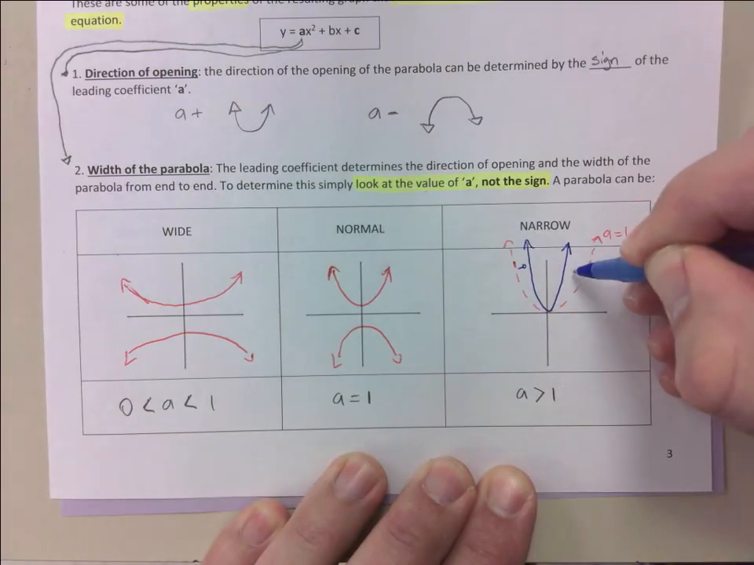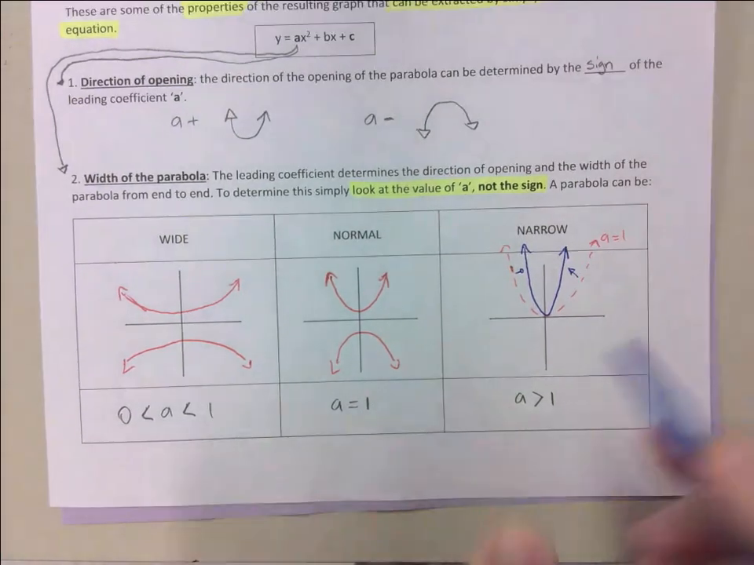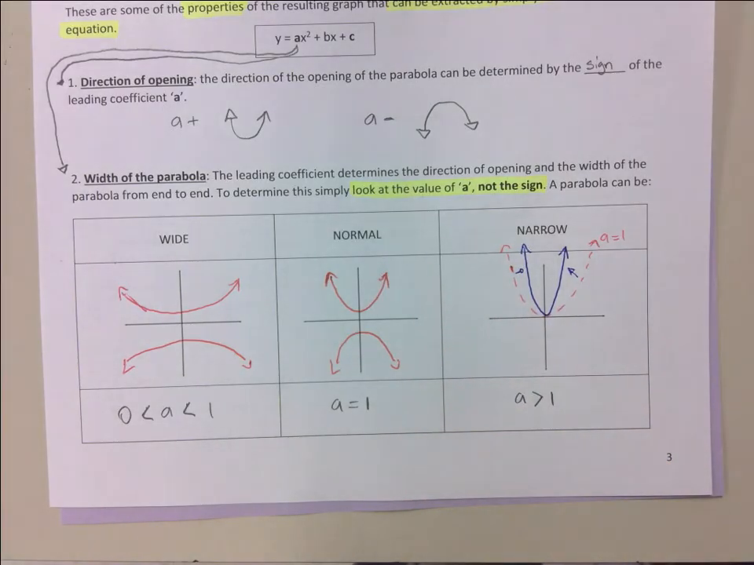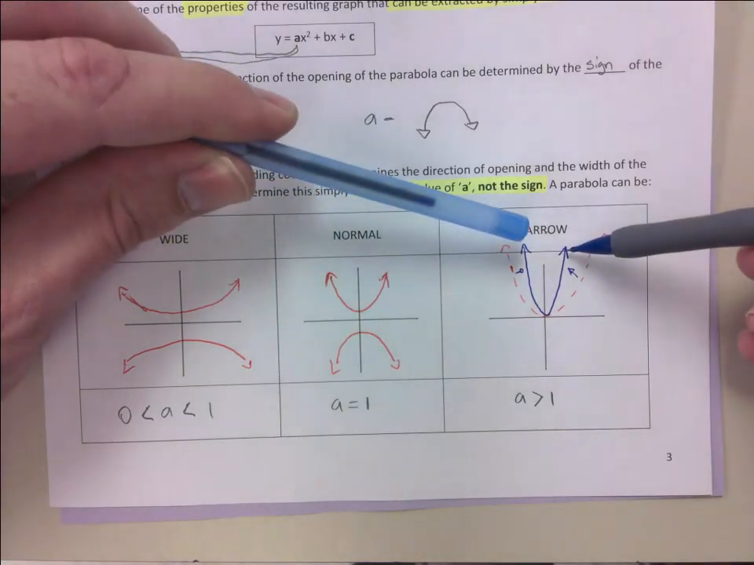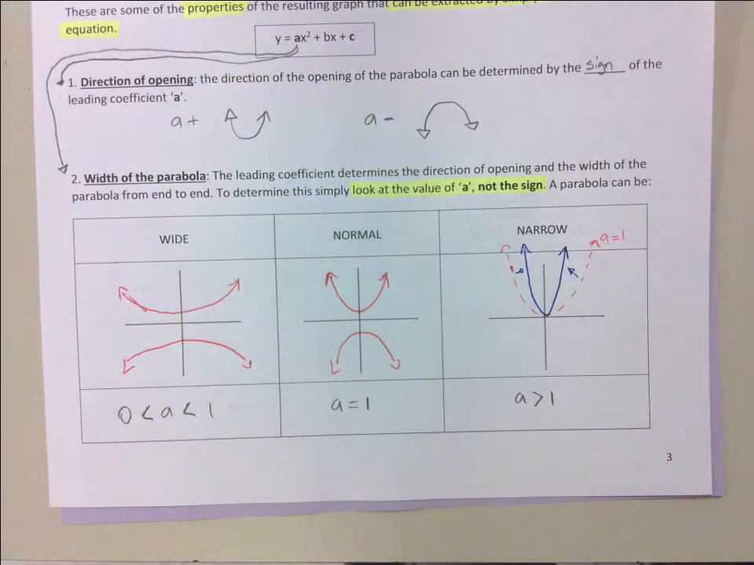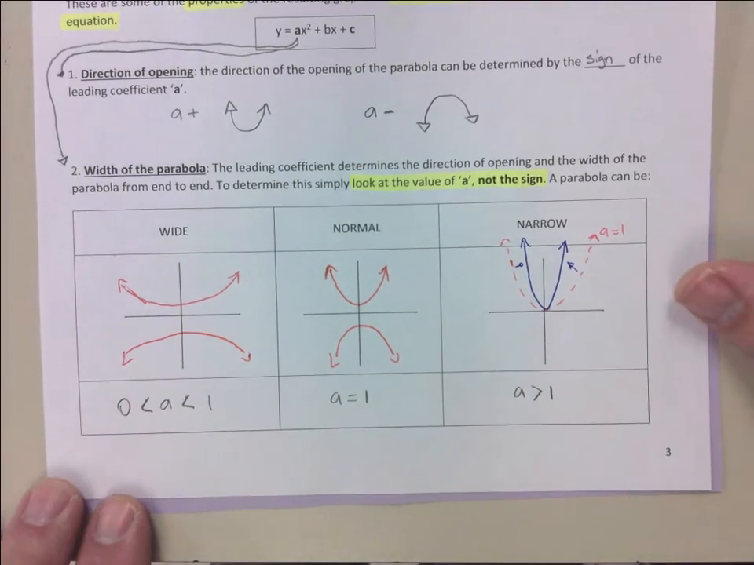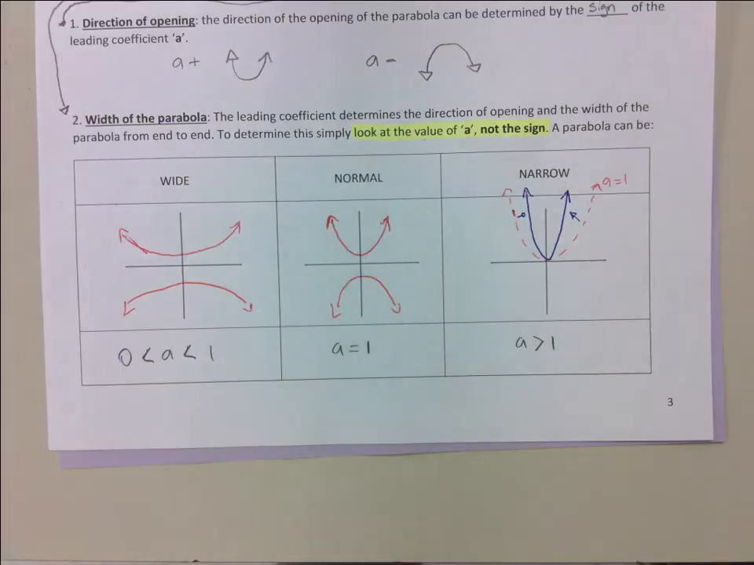So basically, it's shrinking, right? These two legs of the parabola are going to start getting closer and closer together. So the sign tells us, is it pointing up or is it pointing down? The number is going to be like this. I'll give you some examples because some students mix up the sign.